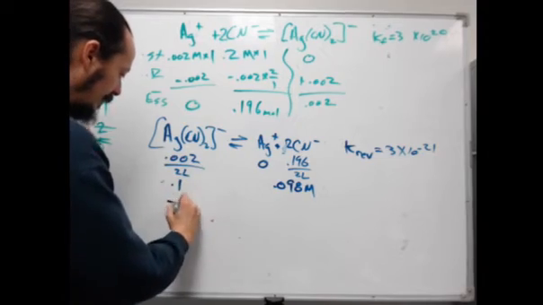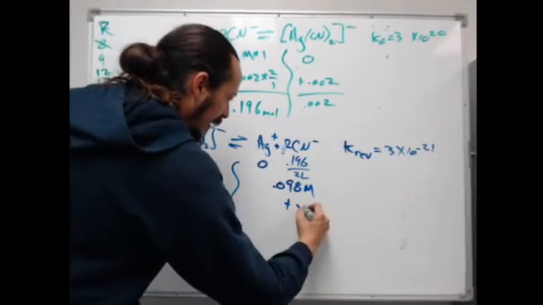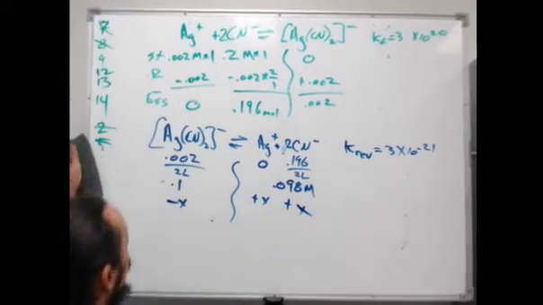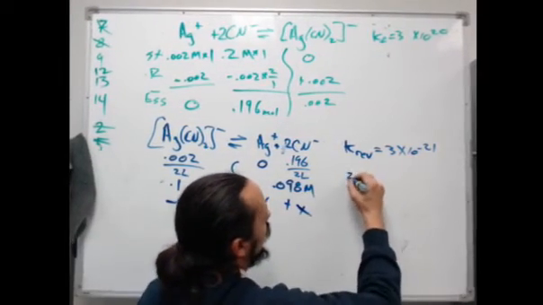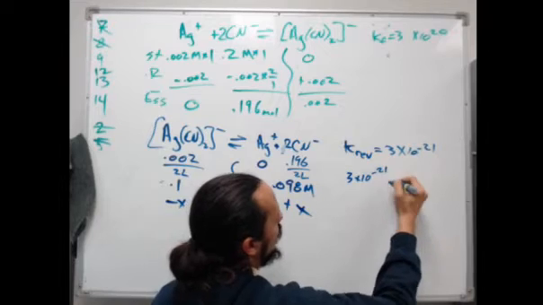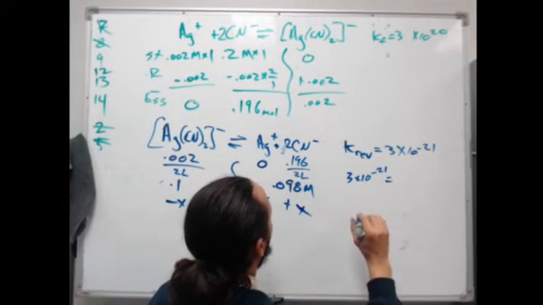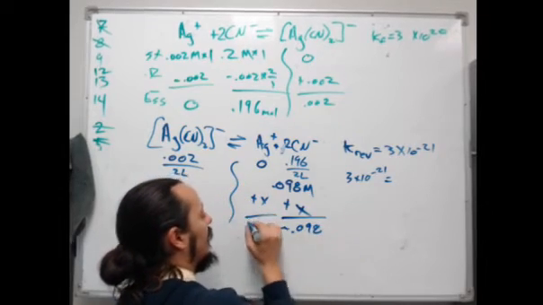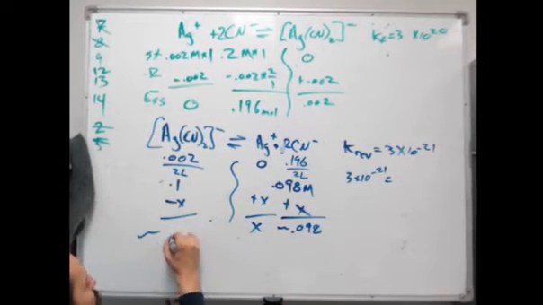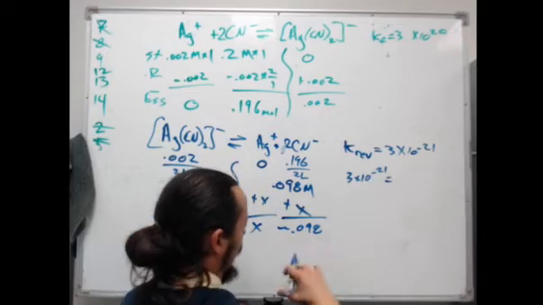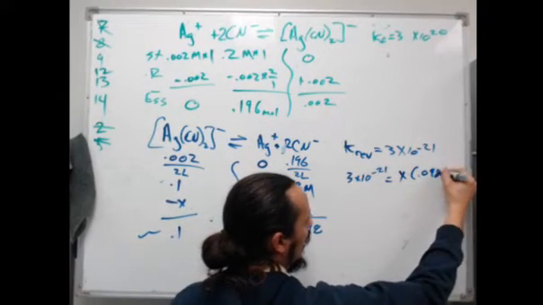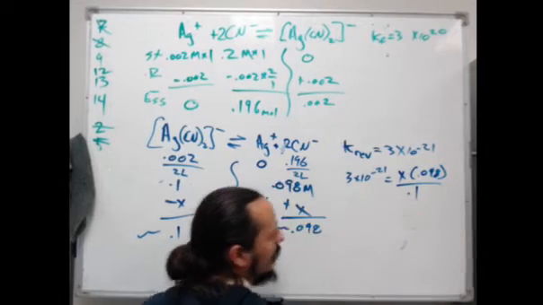0.098. 0.1. I'm going to have minus x, plus x, plus x. This is going to give me 3 times 10 to the minus 21 is equal to products over reactants. This is approximately 0.098. This is x. This is approximately 0.1. I'm going to have x times 0.098 divided by 0.1.